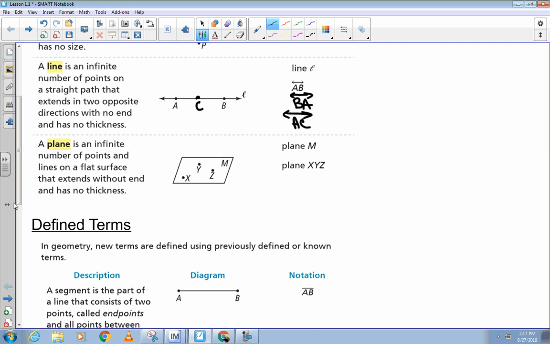You can name it with a capital cursive letter, which looks cursive. Okay, that doesn't represent a point in this case. It represents the plane. Or you could use three non-collinear points.